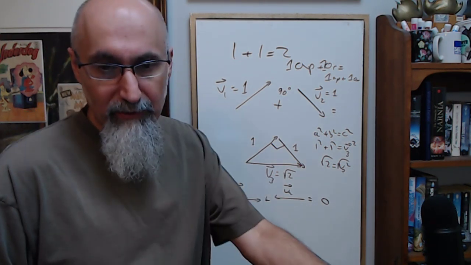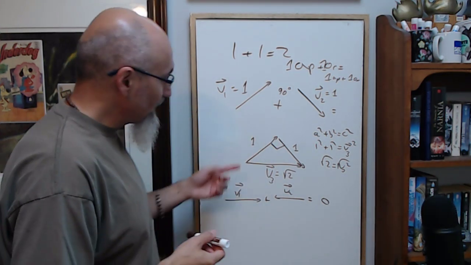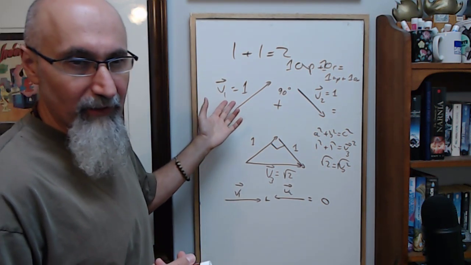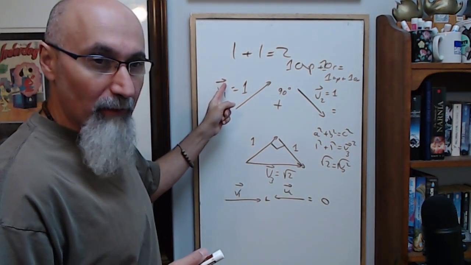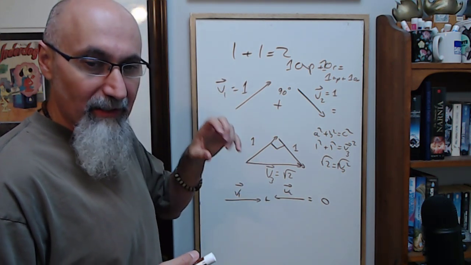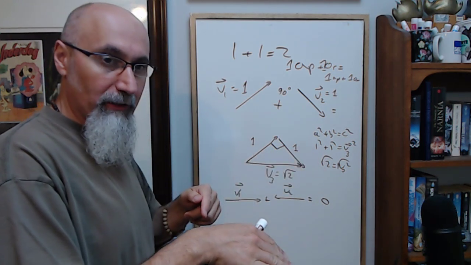What did you call the V? What does it mean? I just gave it a variable V. It could have been anything, it's just a variable. But when you put a line up top there, it means it's a vector. A vector has both magnitude and a direction, right?